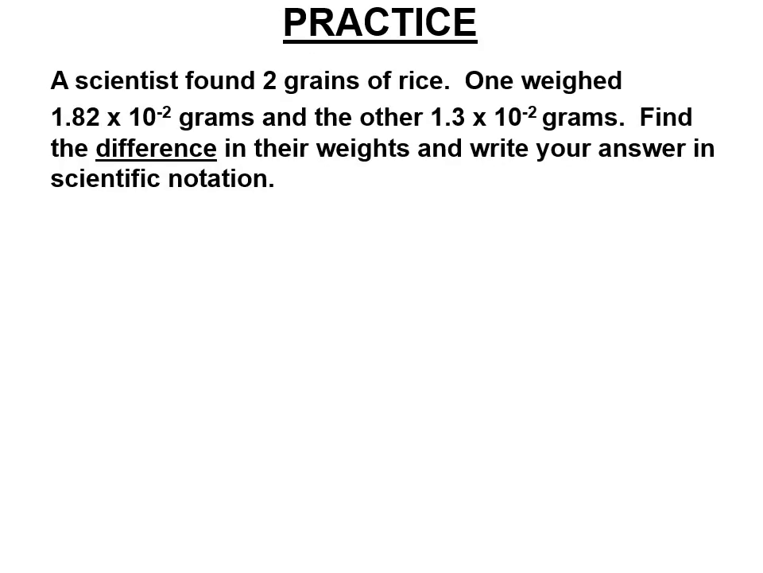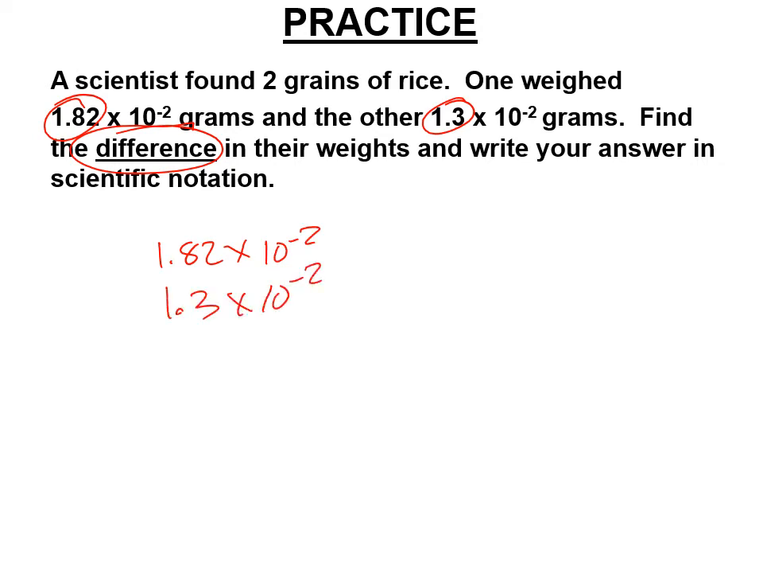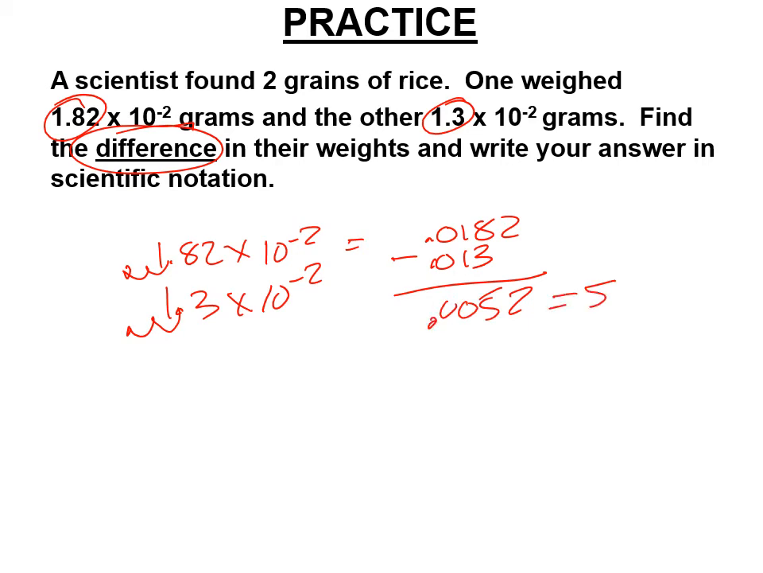All right, we're at practice. We're finding the difference between these 2 grains of sand. Which one's bigger? 1.82 is bigger. Okay, so we have 1.82 times 10 to the -2nd and 1.3. They have the same exponent, so you could do a shortcut, but I'm not a fan. But it's 0.0182. Move this twice. 0.013. We subtract 0.0052, which is 5.2 times 10 to the -3rd, and I think these have been grams.